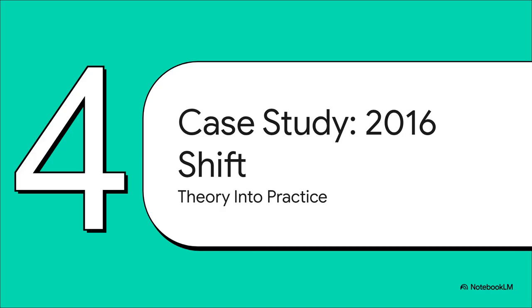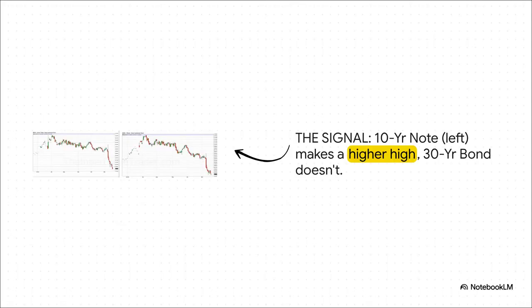Theory is great and all, but let's see how this stuff actually works in the real world. We're going to jump in a time machine back to 2016 and watch step by step as a divergence in the debt markets perfectly predicted a massive move in currencies. And here it is. This is the exact signal.